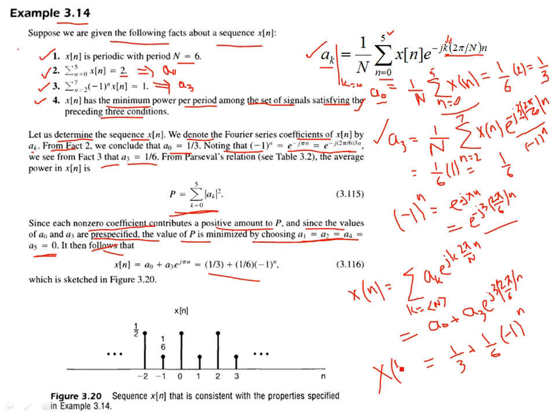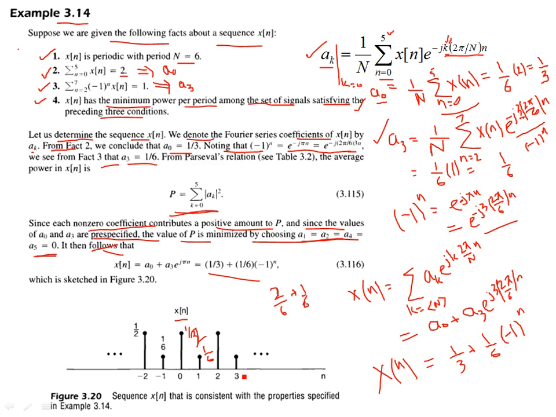Now if you put the values for n, you can compute the sequence. For n equal to 0, it will be 1/3 plus 1/6, so I have to add 1/6 to it, which means 2 over 6 plus 1 over 6 is 1/2. Sorry, this is not 1/3, it is 1/2. Then for n equal to 1, this becomes 1/6.